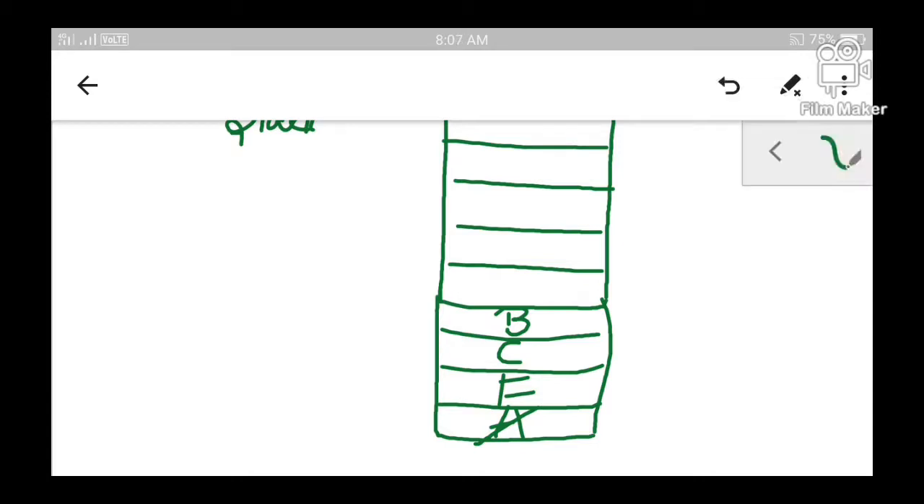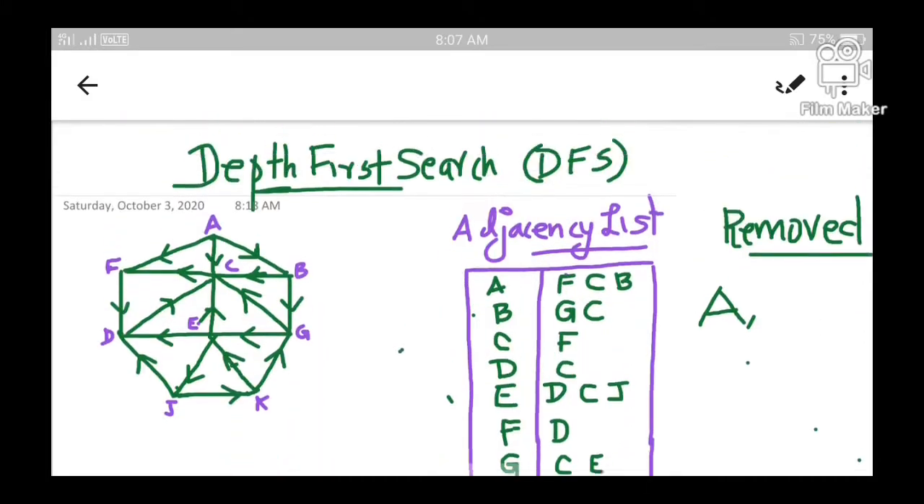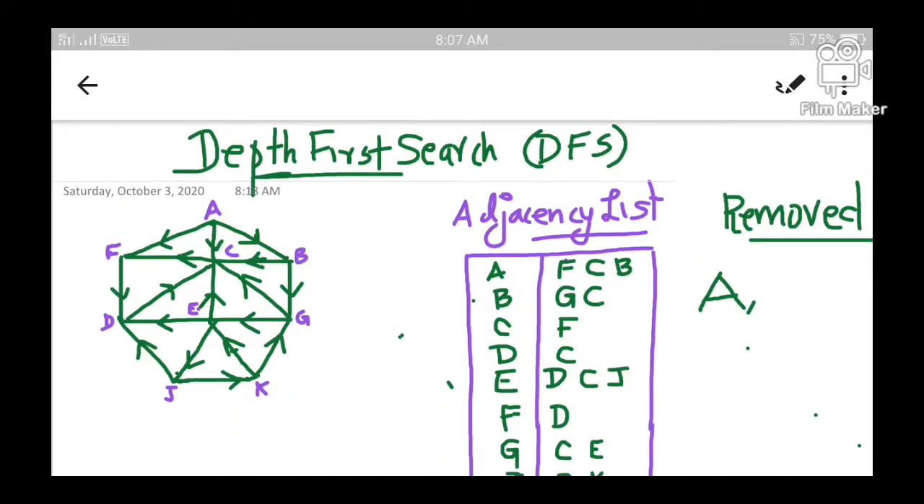The steps which I have performed are: you have to select a start node and push it onto the stack. Step number 2, remove the topmost element from the stack and add it to the list of removed nodes. Step number 3 says whenever a node is removed, insert or push all its adjacent nodes onto the stack. So up to now we have completed it. Now what? Repeat the process until the stack becomes empty.